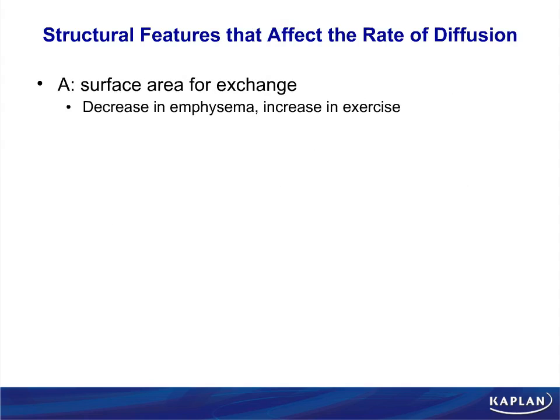All right, let's talk about some structural features that will affect the rate of diffusion. First is surface area. Remember, diffusion is directly related to surface area. If surface area goes down, then diffusion goes down. If it goes up, then diffusion goes up. Two big ones for the Step exam here will be emphysema. There's a decrease in surface area, thus a decrease in diffusion. In exercise, we increase the surface area, and thus there will be an increase in diffusion.